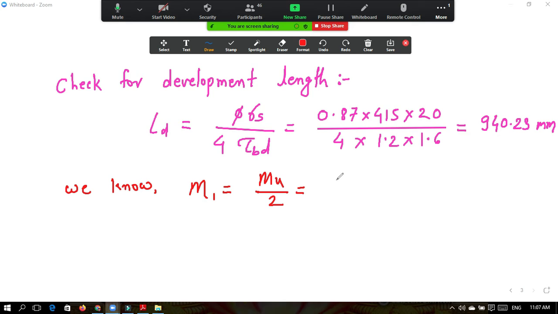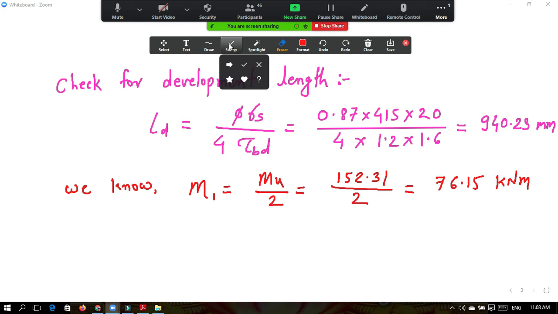So at the support, the maximum negative moment, because the support hogging moment will be there, is 152.31. It is divided by 2, which is equal to 76.15 kilonewton meter. Am I right, or did we get different values? What is the value of Mu? Please check the answer. Mu means maximum negative moment. What was our maximum negative moment?